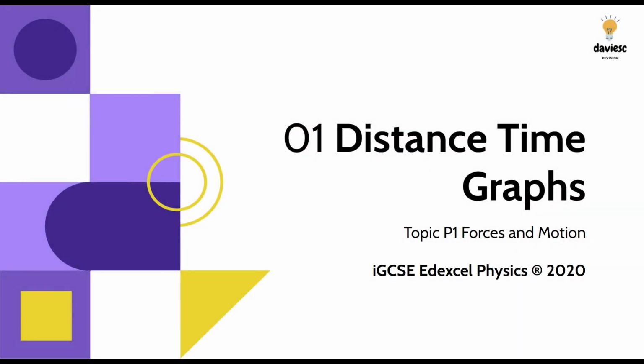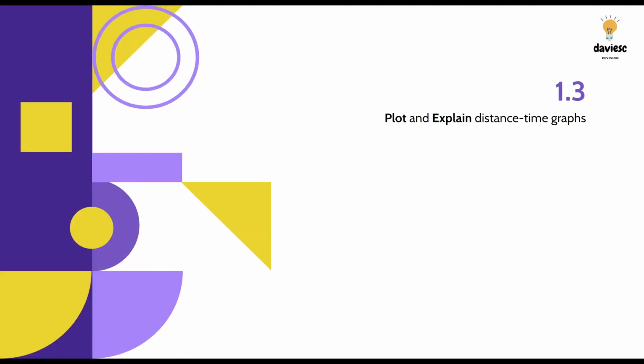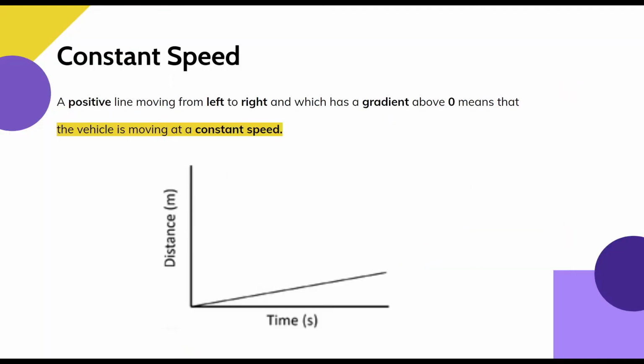So the first thing you need to know for forces in motion is distance time graphs. You need to know how to plot and explain them. The first state you need to know about is constant speed. This is a positive line which moves from the left of the graph to the right of the graph and has a gradient of above 0, as is shown. This means that the vehicle is moving at a constant speed.